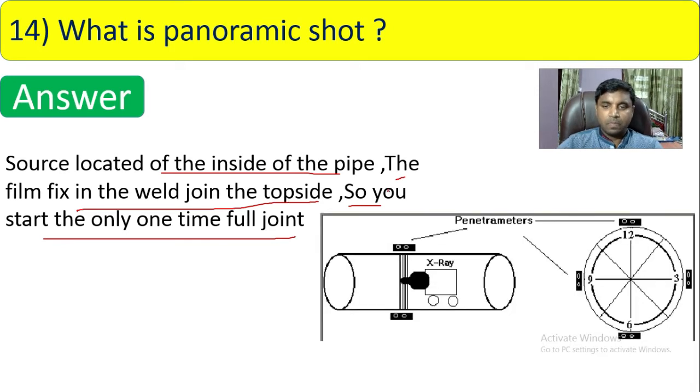You see here, this is your X-ray machine. This is the joint. You see the penetrometer here, also penetrometer here, here also penetrometer, and here also penetrometer. See, in one shot the full joint is completed. That is called the panoramic shot.